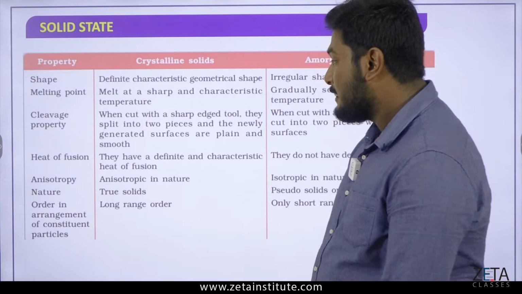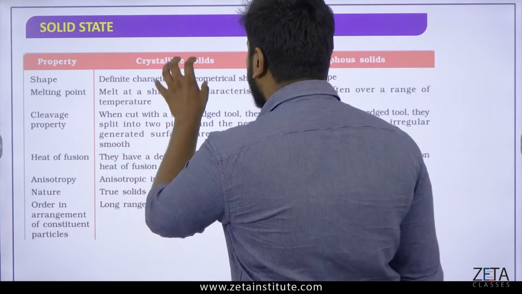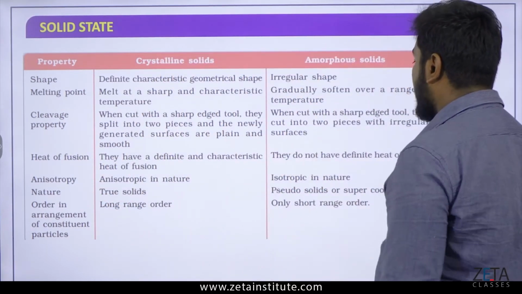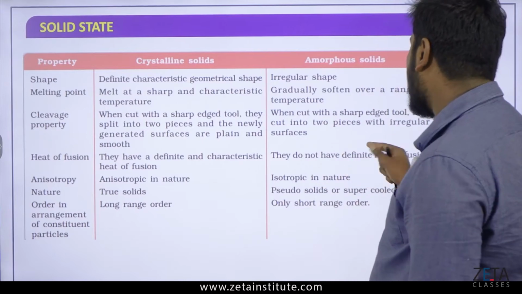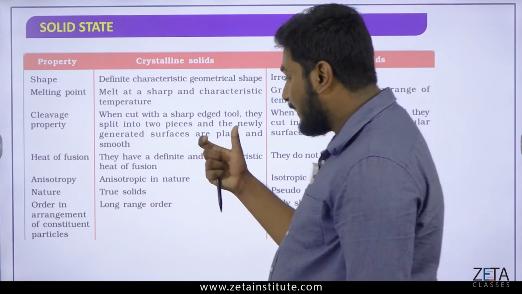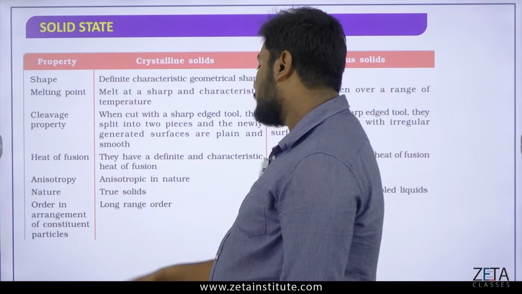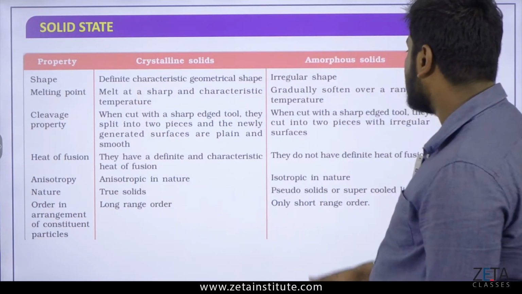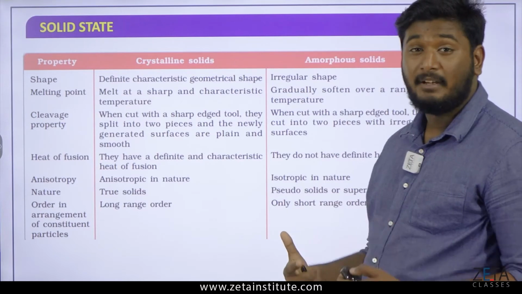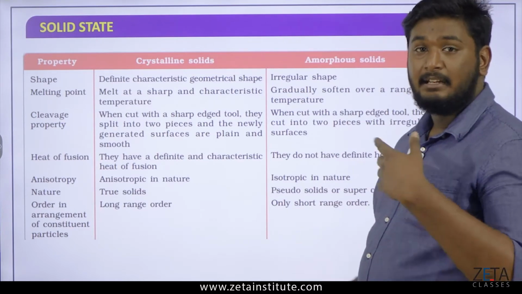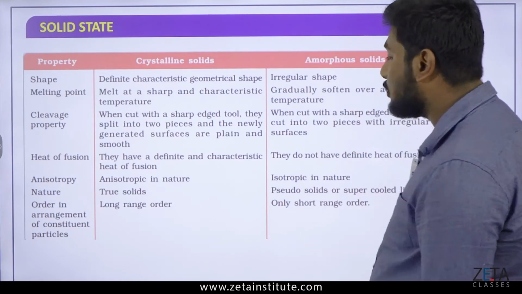Okay, so now we can check heat of fusion. Crystalline solids have a definite heat of fusion, but in case of amorphous solids, they do not have a definite heat of fusion. And we already discussed anisotropy. Crystalline solids are anisotropic in nature, but in amorphous solids, their physical properties are the same in different directions, so we can call them isotropic in nature.